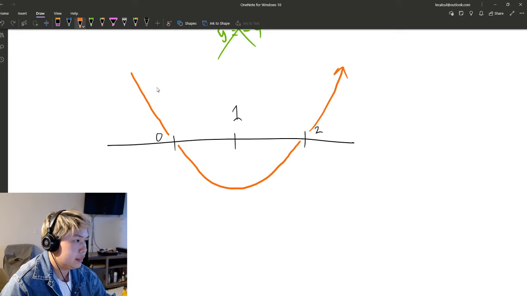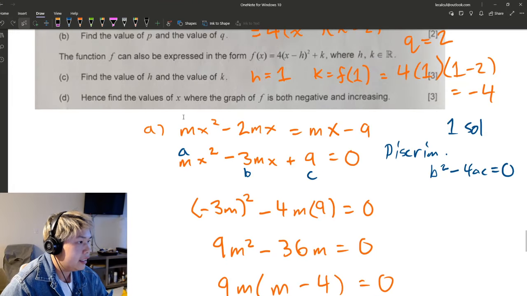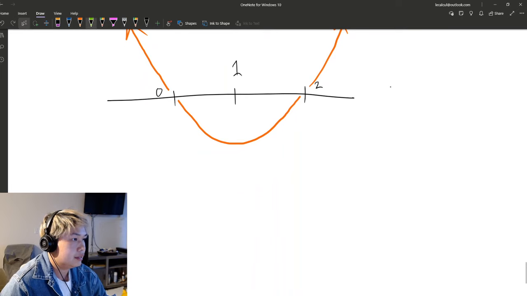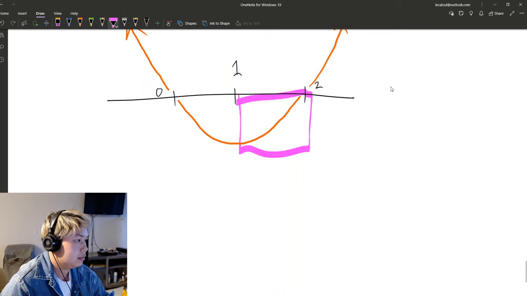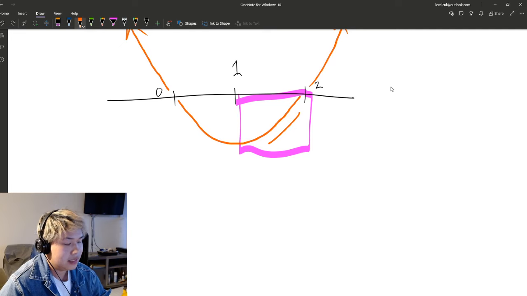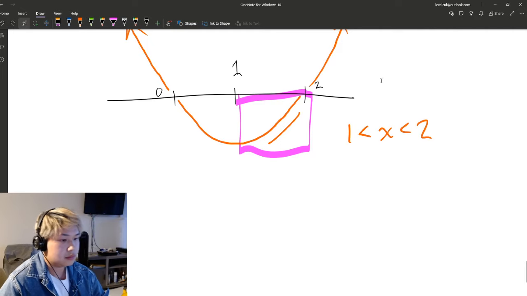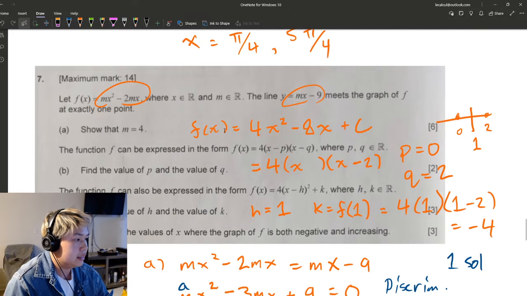So very roughly, this is what my parabola looks like. And then it's asking me, what values of x is the graph negative and increasing? So you can just look at this, right? Yeah, just between 1 and 2. The y values are negative, and you know it's increasing. It's not hard, at least not yet. So between 1 and 2. Easy peasy.